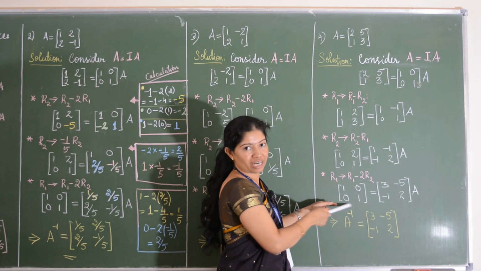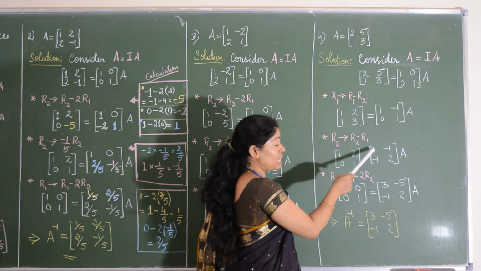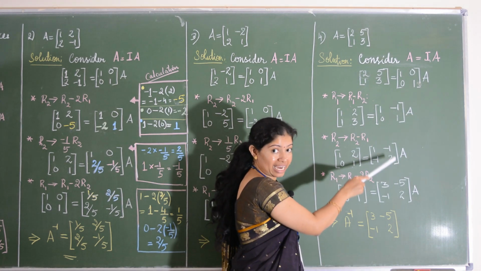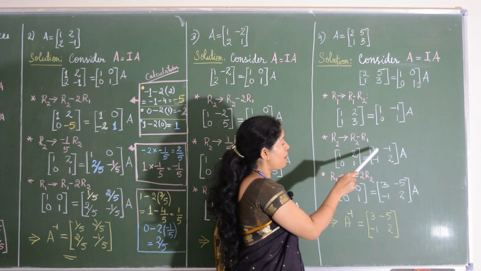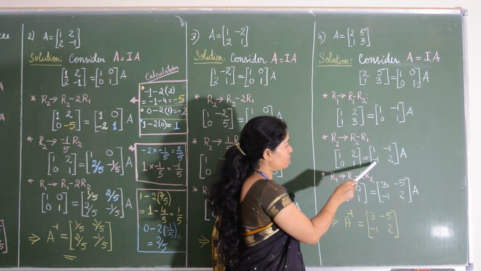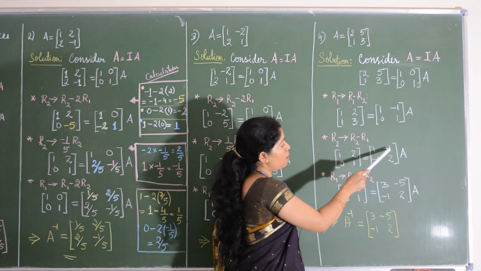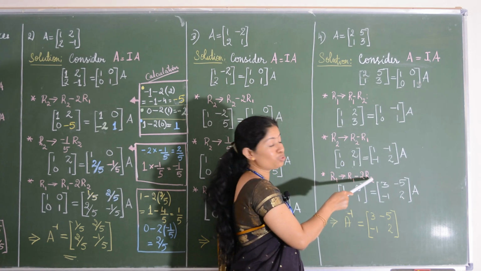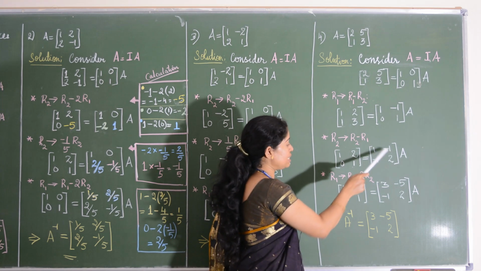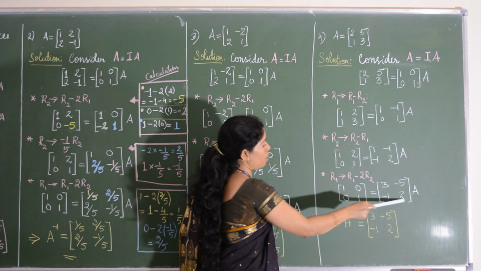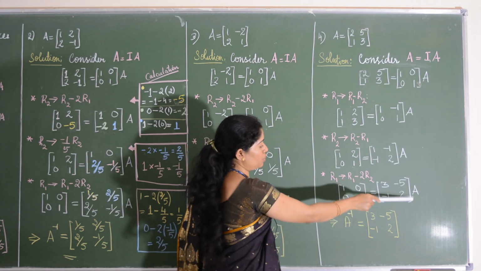Second row you have to write as it is. Next, apply the same operation to the first row of your right hand side also. So 1 minus 2 times of minus 1, that is 1 plus 2 is 3. Minus 1 minus 2 times of 2 is minus 1 minus 4, that is minus 5. Second row, copy as it is into A.